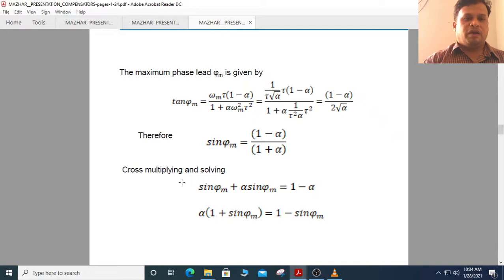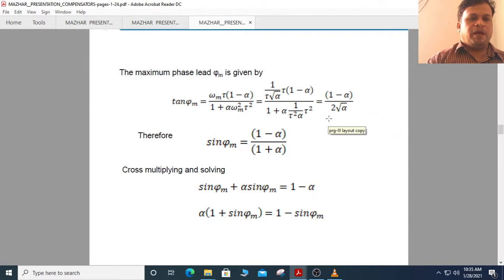If we get tan phi m, we can easily find the sin phi m value also. By drawing a right angle triangle, where tan phi is equal to opposite by adjacent side, if you place the opposite side as 1 minus alpha and the adjacent side as 2 root alpha, then we can find the sin and cos values also by using the formulas of trigonometry. Now sin phi m is equal to (1 minus alpha) by (1 plus alpha).